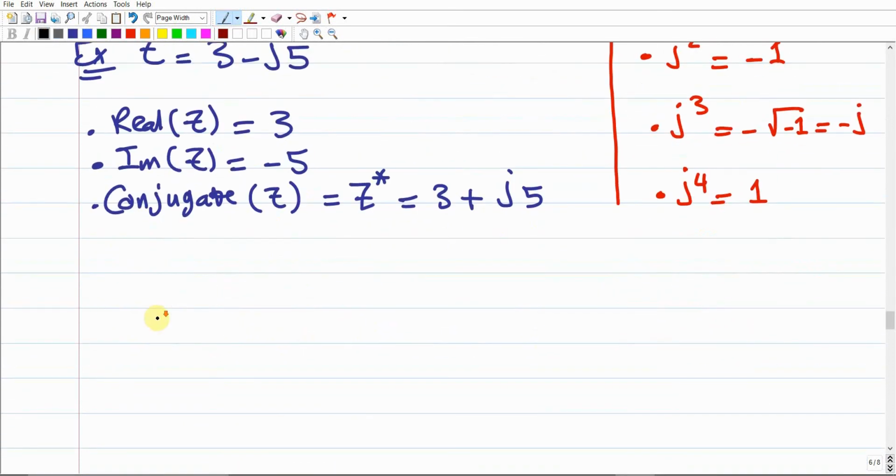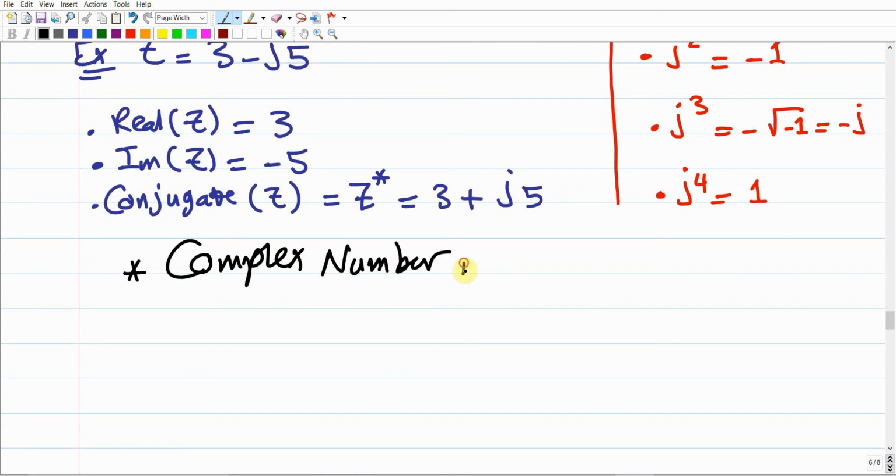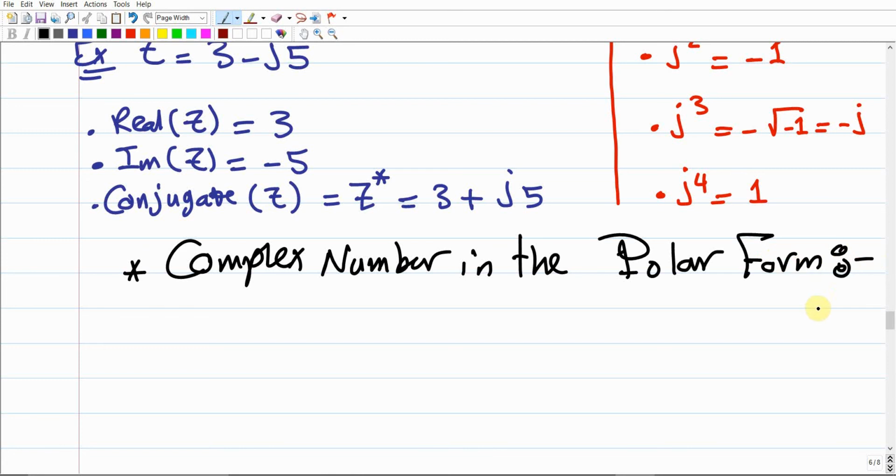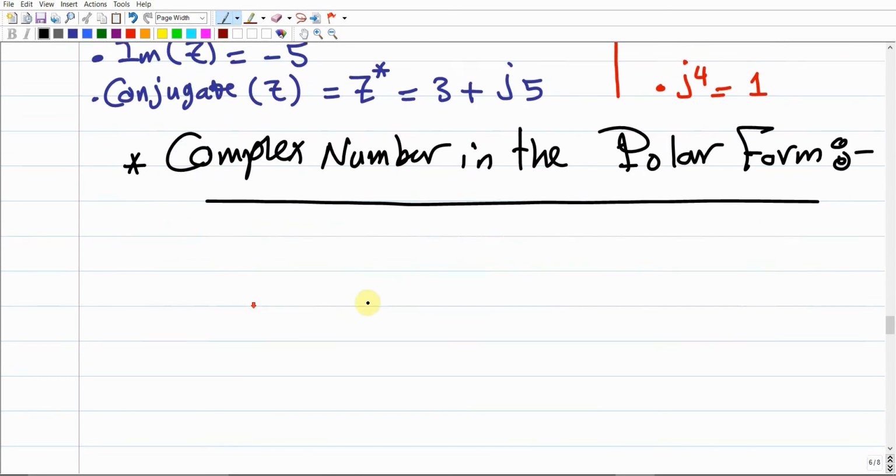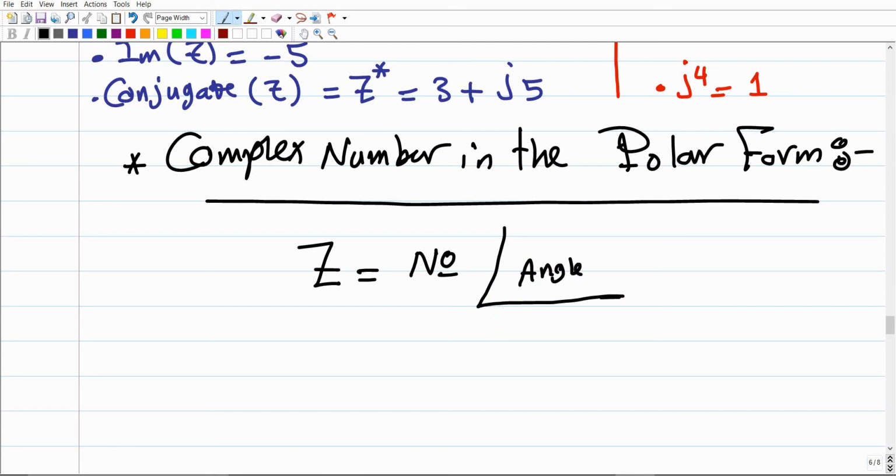Also, we can represent the complex number in an equivalent form, which is known as the polar form. A complex number in the polar form is going to be represented in this way. It will be z, the complex number, then a value, and then we add this angle symbol and the angle in degrees. The angle should be in degrees. Make sense? It shouldn't be in radians.